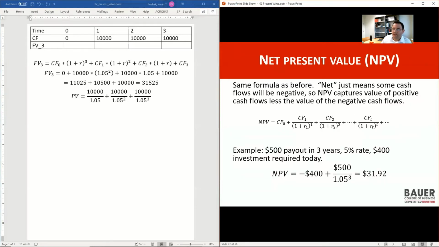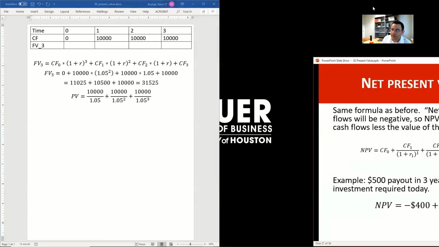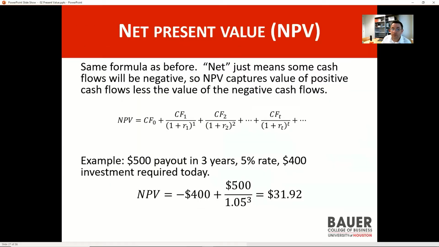Okay, that brings us to net present value. Now, net present value isn't anything new, right? The formula is going to be the same. This is the same formula we had before when we had additive present values. Just take the present value of every single cash flow and add them up.